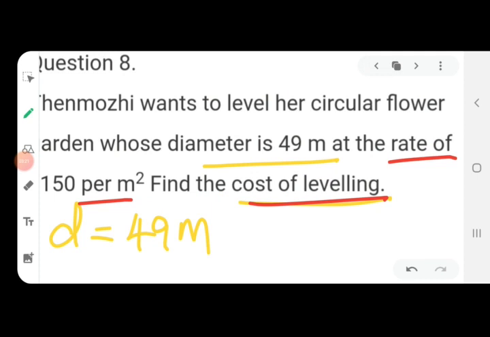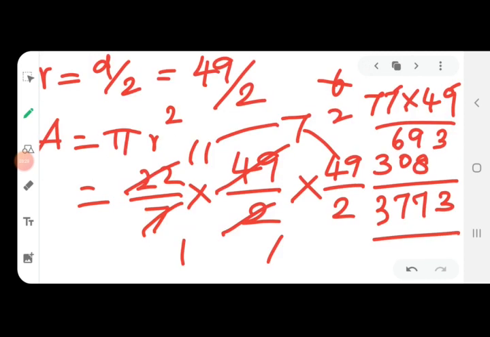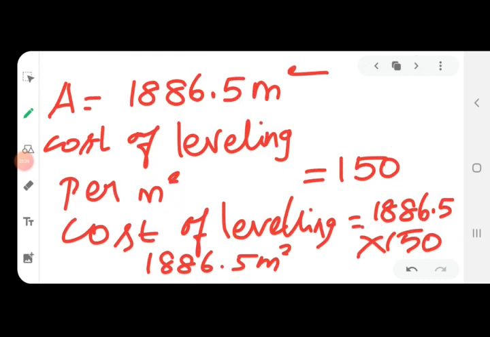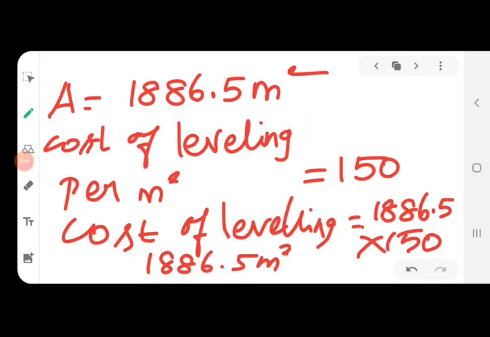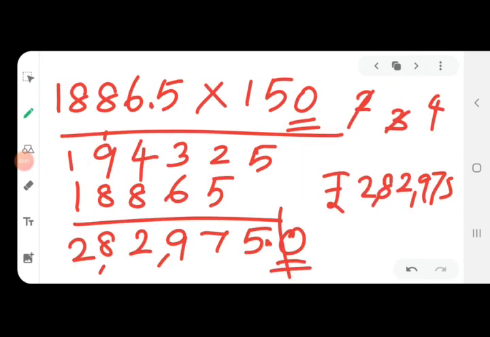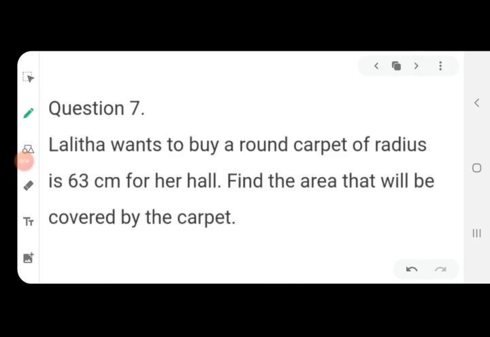Once again I will revise. Very simple, they have given diameter 49 meter. We have to find the cost of leveling the area. First we have to find the area by using the formula A equal to pi r square. We got our area 1886.5 meters square. We have to find the cost of leveling that total area. They have given per meter square 150 rupees. So total 1886.5 into 150, we got our answer 2,82,975.